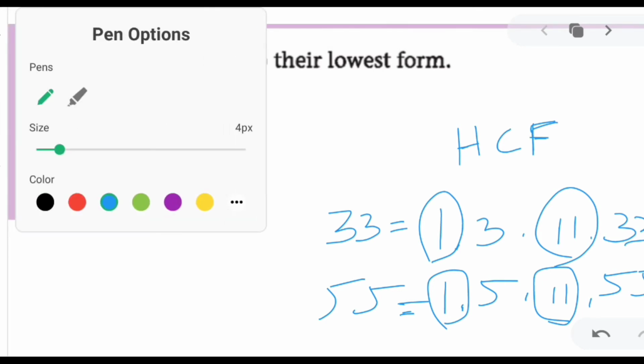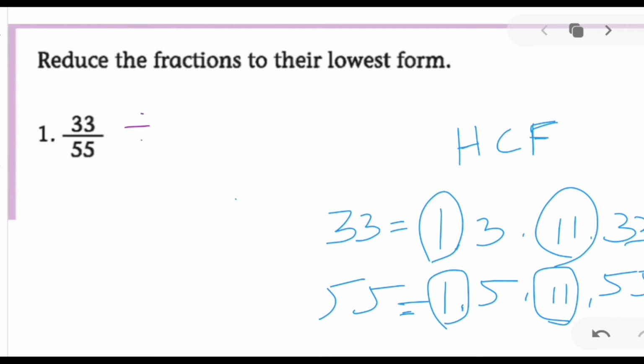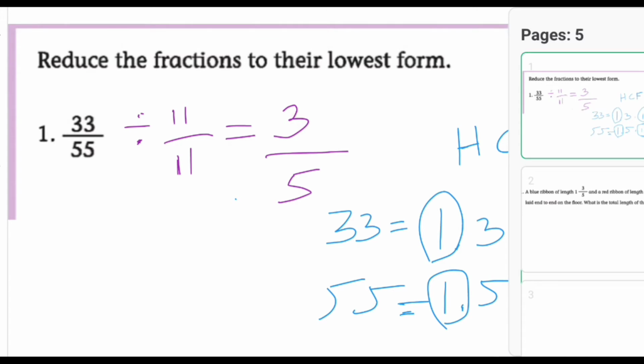So that means we have to divide. 33 and 55, both have the common factor 11. So divide by 11. 33 in the 11 table, how many times? 3 times. 3 11s are 33. 5 11s are 55. So the answer is 3 by 5. And next.